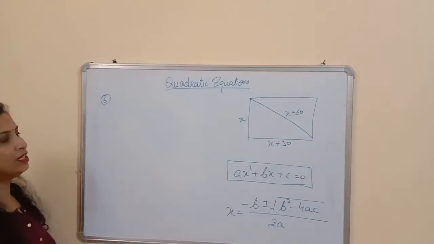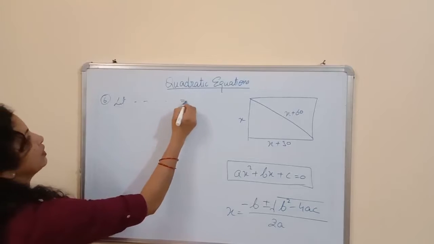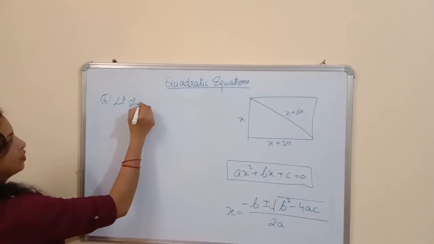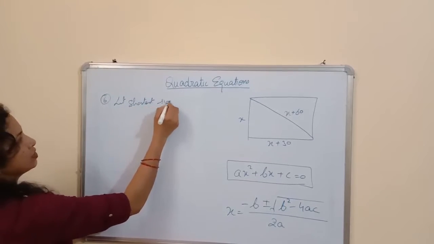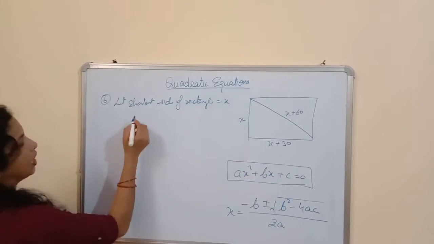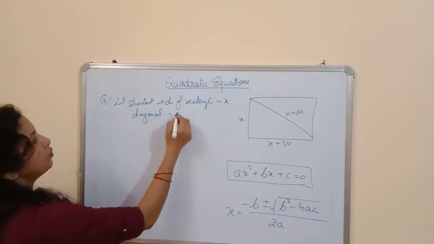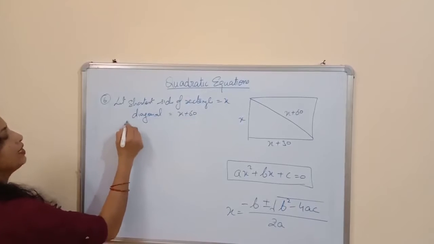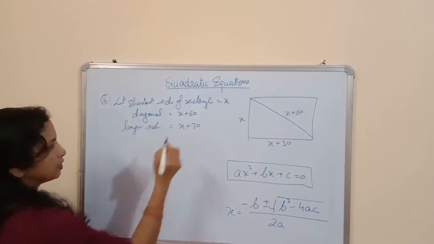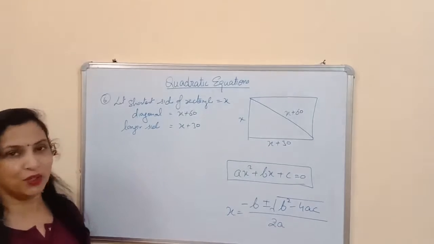So first you will write: let the shorter side of the rectangular field be x. You will write the statement here. The shortest side of the rectangle is equal to x, and the diagonal is equal to x plus 60, and the longer side will be x plus 30. So these are the length, breadth and the diagonal of the rectangle.